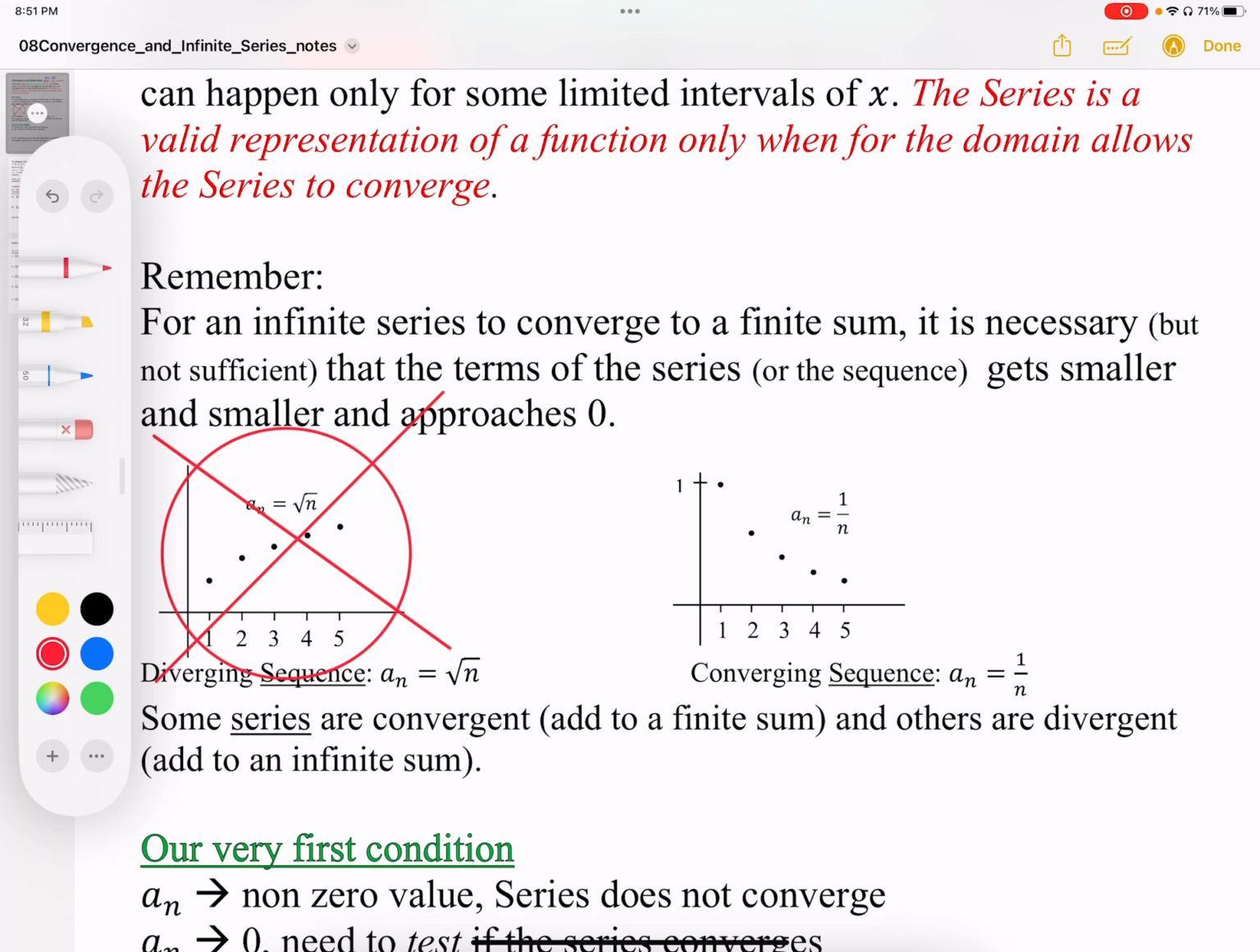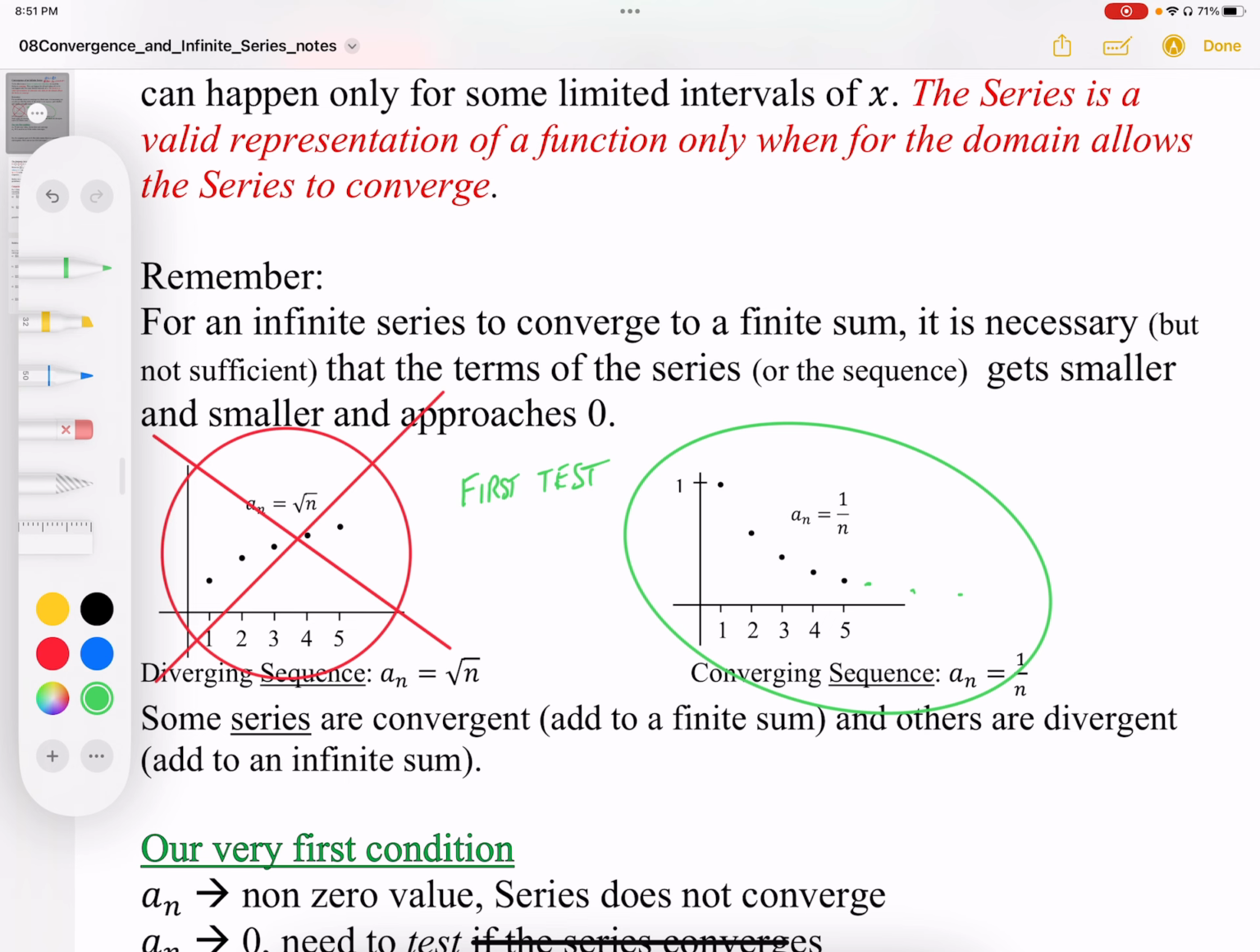Now, the harmonic series does approach zero, so it does pass this first test, and this is really only the first test. The sequence does go to zero, so these terms get closer and closer to zero, which means it at least has a chance of converging. However, we do know, and we've looked at this already, that the harmonic series does not converge. So this is only the first test. It is a necessary but not sufficient condition for the term numbers to go to zero.